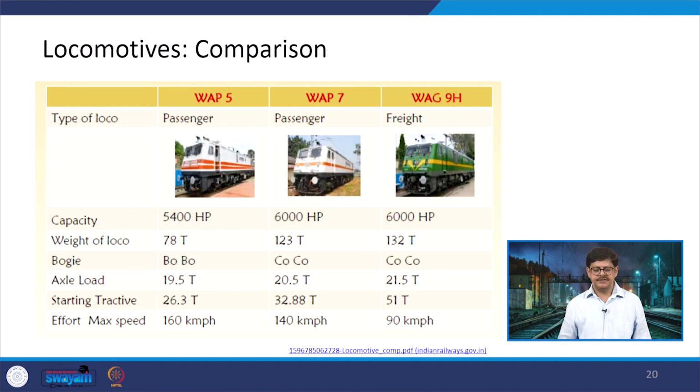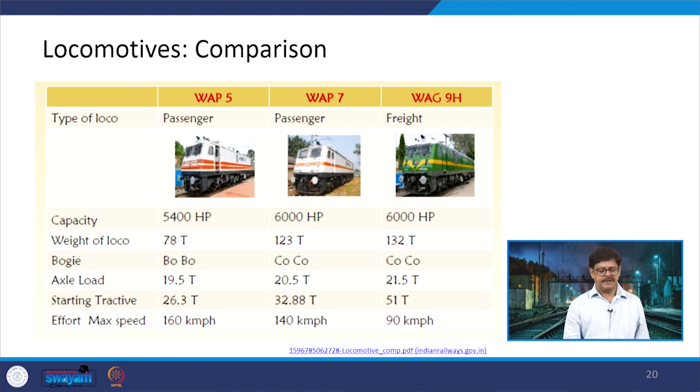There is another comparison here for WAP5, 7 and WAG9H. They are the latest ones which have been manufactured and are in use. When we say A, it means we are talking about electric traction, and P is for passenger and G is for goods. All these locomotives are in use for the broad gauge.